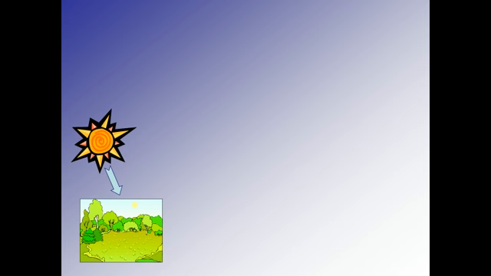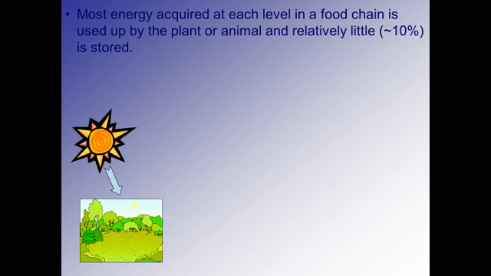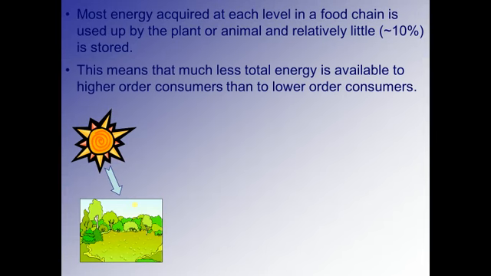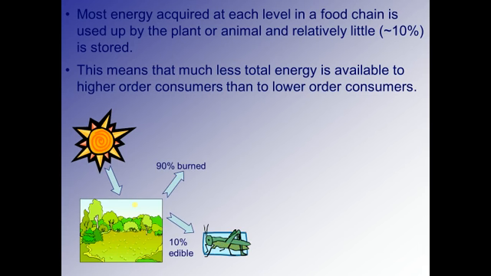Now the sun provides the energy for the plants to produce sugar by the process of photosynthesis. Most energy which is acquired at each level in the food chain is used up. So as we saw, the plants, most of that energy is being used in their own needs. 10% is being stored. 10% is now available to those higher order consumers.